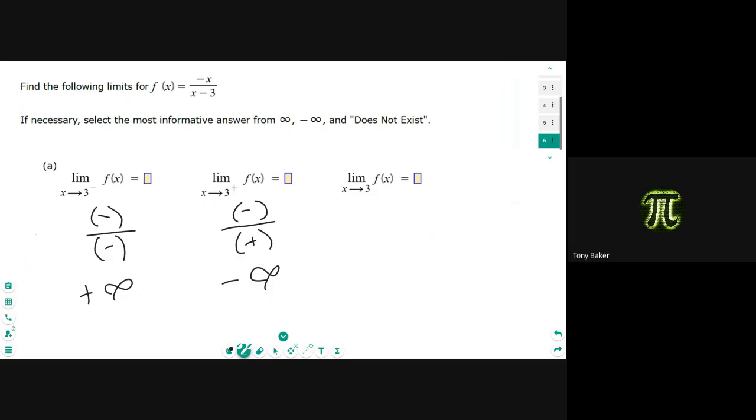So what's the limit overall? Does it exist? Not exist? Goes to infinity, negative infinity? Doesn't exist. One's going to positive, one's going to negative. Even though they're both infinity, two different infinities. So this limit does not exist.